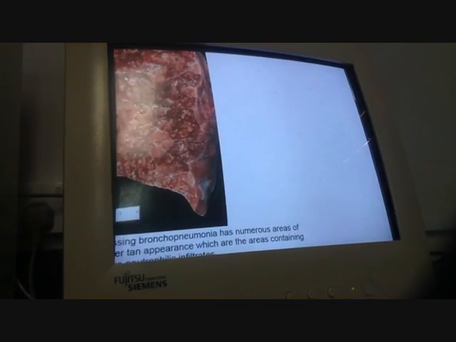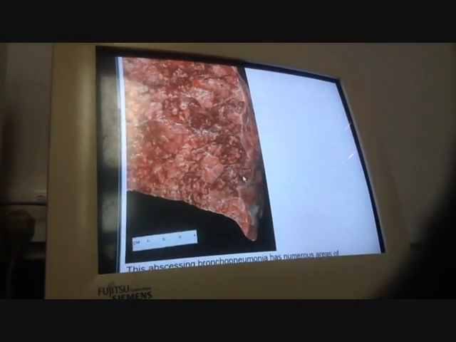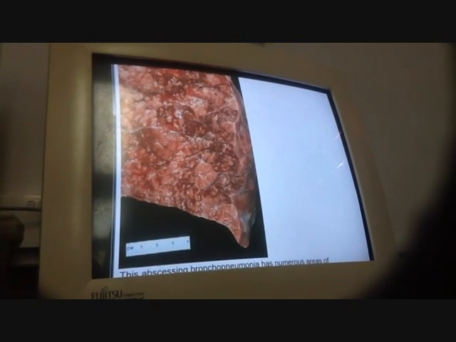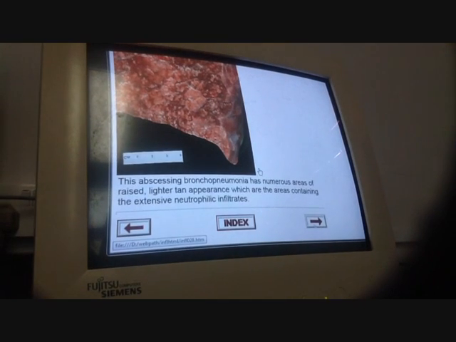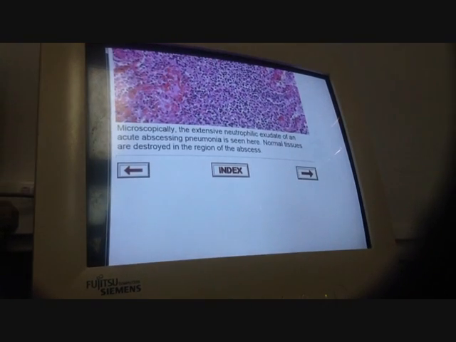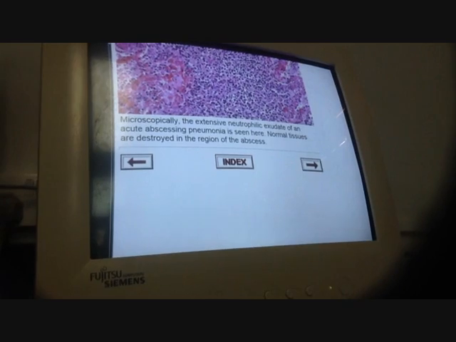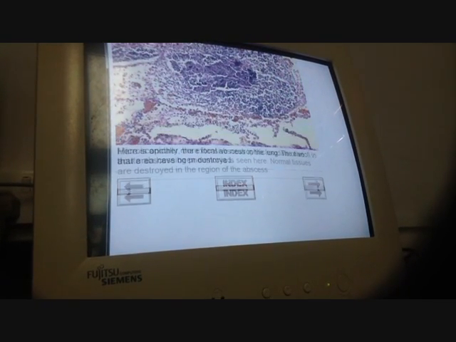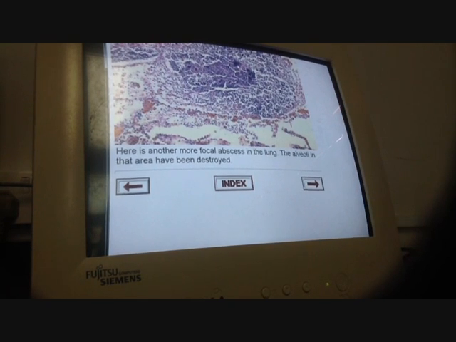Here is another example of a small abscess formation in the lung parenchyma. These are cyst-like collections of fluid. Under the microscope, you will see a lot of inflammatory cells, mainly neutrophils. Here is another example, these are inflammatory cells, and this darker area is bacteria.